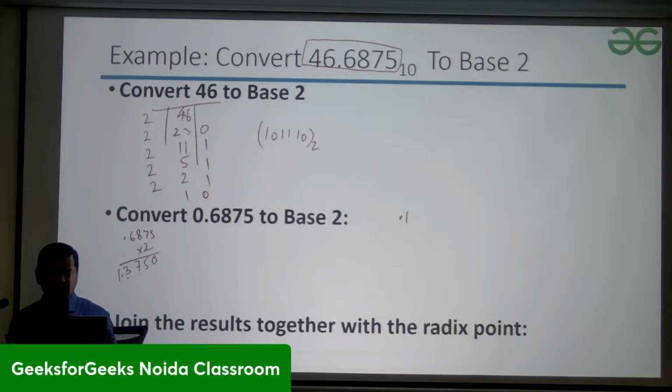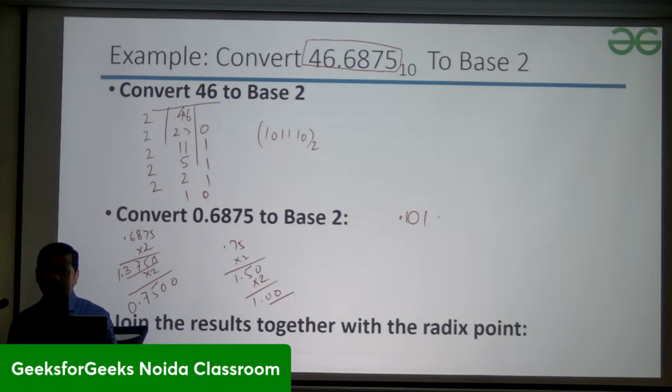And then for this particular fractional part, again repeat the process. 0.375 times 2 gives 0.75. So 0 is the integral part over here, so that 0 is recorded. Then 0.75 multiplied by 2 is going to be 1.50. So again 1 is recorded over here, and 0.5 multiplied by 2 is going to be 1.00. So the fractional part is terminated by 0.